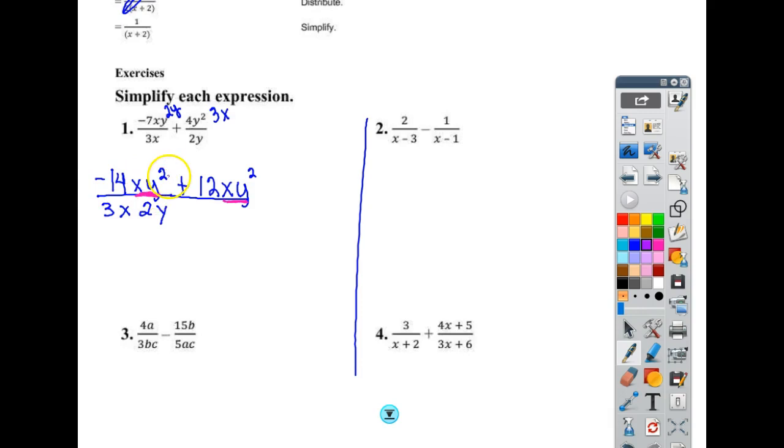So negative 14xy squared plus 12xy squared. How many xy squareds do we have? What's negative 14 plus 12? Negative 2. We have negative 2xy squared over, what's 2 times 3? 6xy. Well, we know how to simplify these, don't we? Okay, what does negative 2/6 reduce to? A negative 1/3. What happens to your x's? They cancel, and then what happens to your y's? Yeah, you just get a y on the top, right? And so that can be your answer.